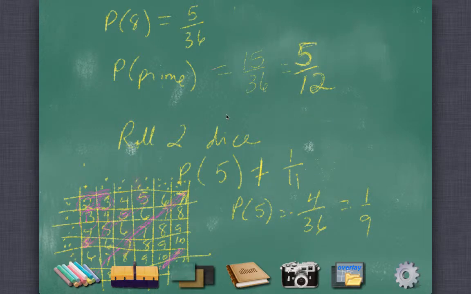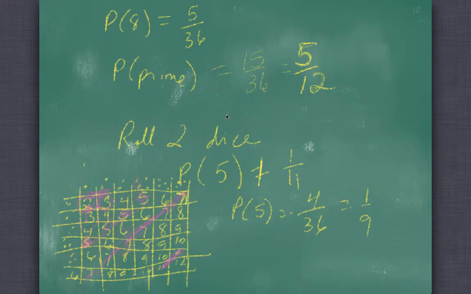Okay, so I've got equally likely events. 2 through 12 aren't equally likely, but once I list them like this so that I have 2 3s and 3 4s and so forth, now each of those little squares is equally likely. So I can just add them up.